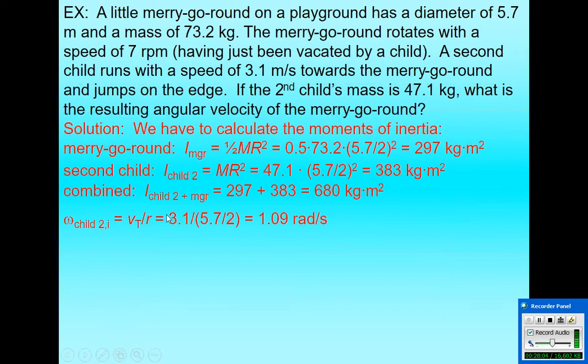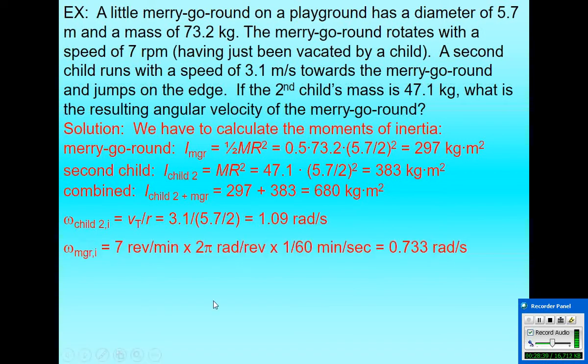They're running with a speed of 3.1 meters per second. They are running tangentially and towards the edge of the merry-go-round, so the radius at which they land on the merry-go-round is 5.7 meters divided by 2. So I have to take the 3.1 meters per second for their tangential velocity and divide by the radius of the little merry-go-round, and I get that the child's initial angular velocity is 1.09 radians per second.